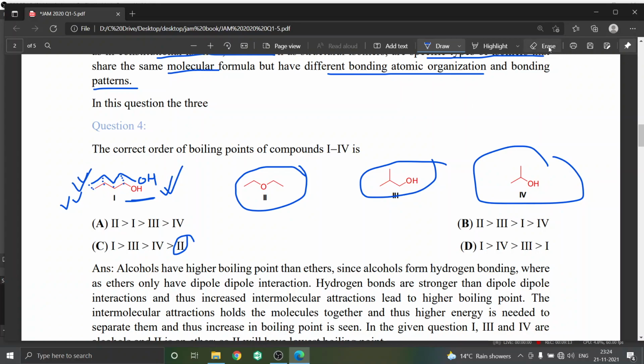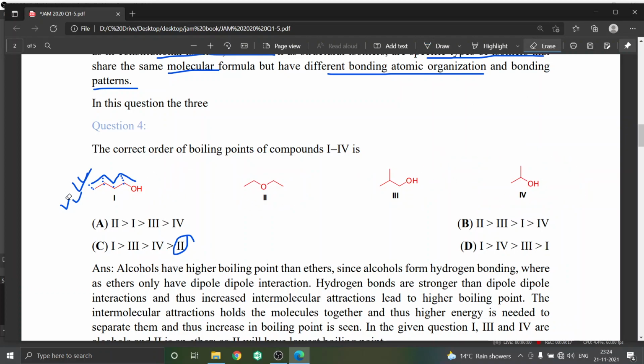Now let's compare. One thing is very clear: 1 will have the highest boiling point, and 2 will have the lowest. So C looks right till now. Now let's compare between 3 and 4. You see here there are only 3 carbons, whereas here there are 1, 2, 3 and 4 carbons. Whenever the number of carbons increases, van der Waals force of interaction increases. Van der Waals force is something like gravity. As the mass increases, gravity increases. In the same way, at a smaller scale, van der Waals force of interaction increases. So 3 should have a higher boiling point than 4. So here again you can see 3 has a higher boiling point than 4. So the clear-cut answer is C. Okay.